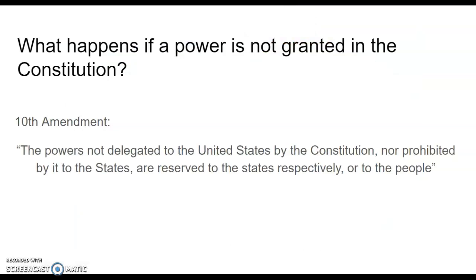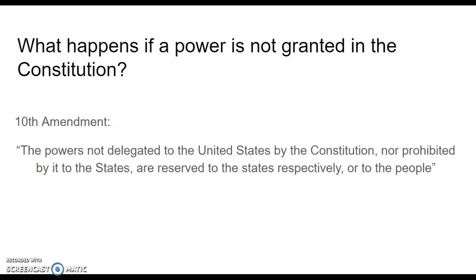So what happens if a power is not granted in the Constitution? According to the 10th Amendment, and remember the Bill of Rights were added in order to get states to ratify the Constitution. In the 10th Amendment, the powers not delegated to the United States by the Constitution, nor prohibited by it to the states, are reserved to the states respectively or to the people.